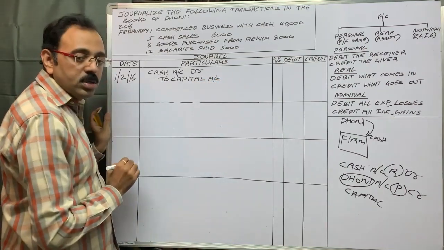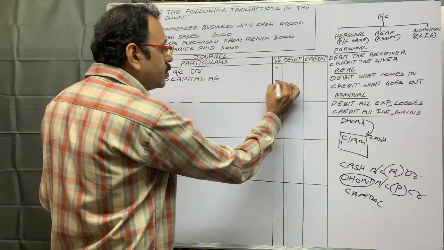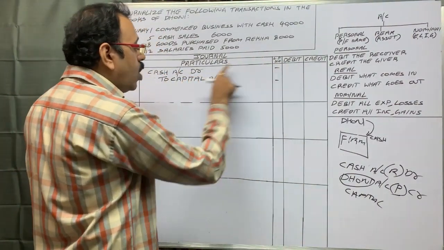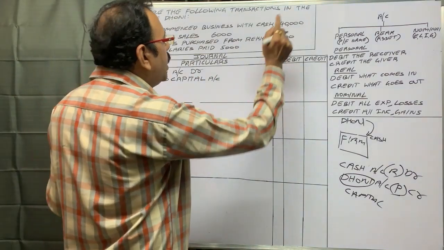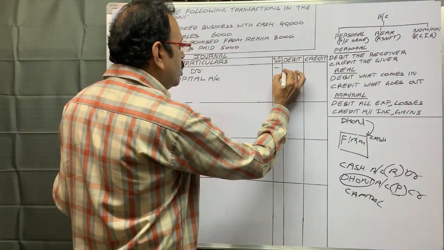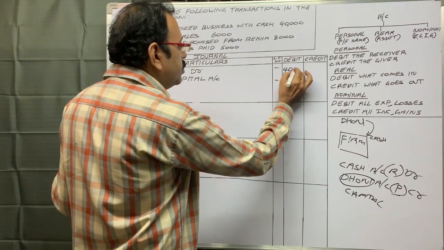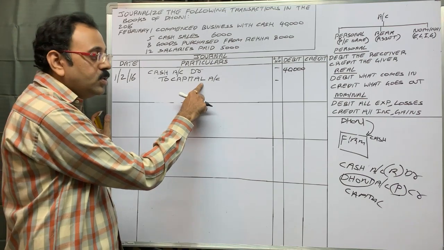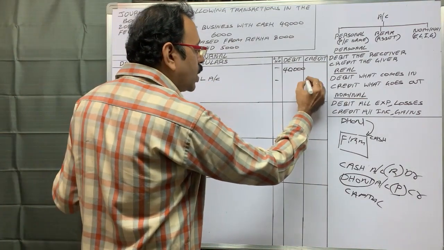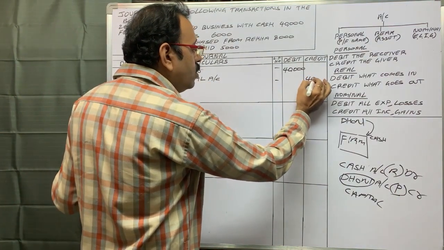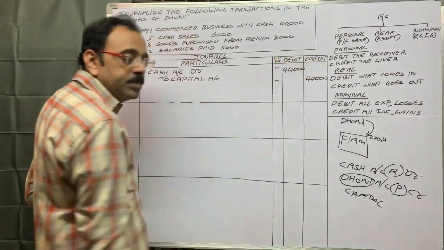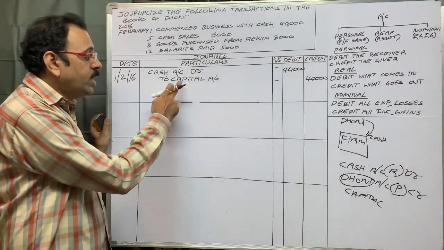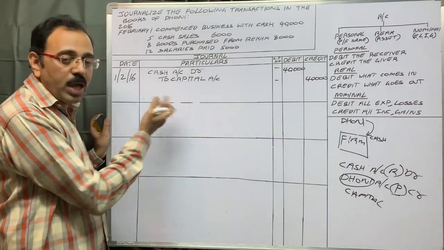Capital account. Now, cash account is debited. So, in debit column, opposite to cash account, write down the amount. And capital is credited. So, in credit column, opposite to capital, write down the amount again. Now since you and me are commerce students, by seeing this entry we can understand what happened there.